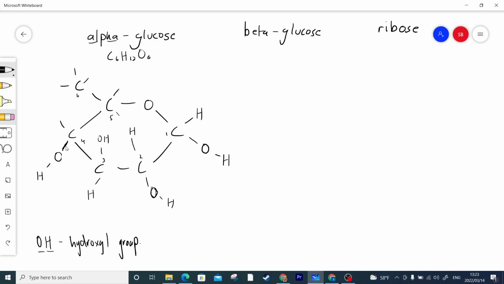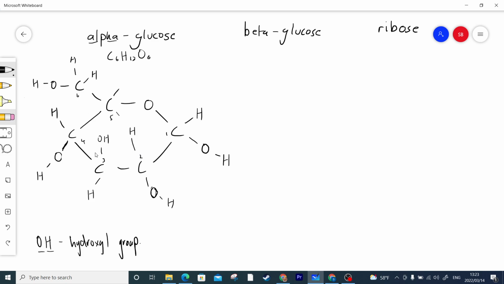I'm going to show you the condensed formula in a second. And then we've got a hydrogen over here. This carbon is bonded to an O, which is bonded to an H, and then there's two H's over here. That's how you draw an alpha glucose.